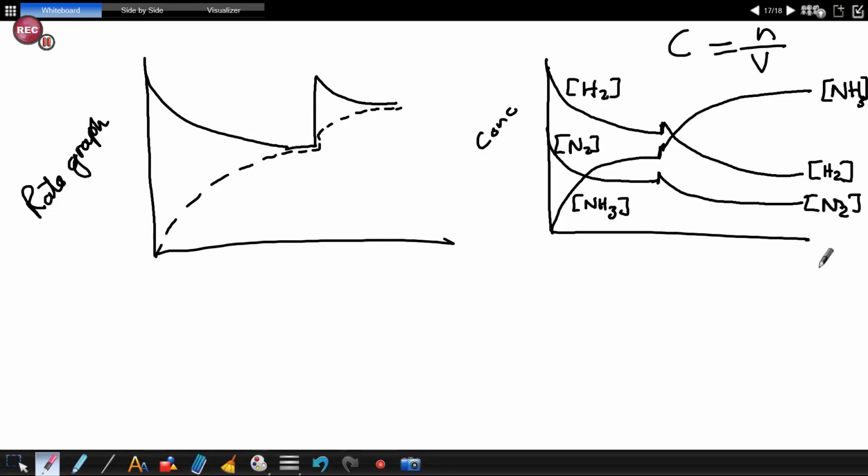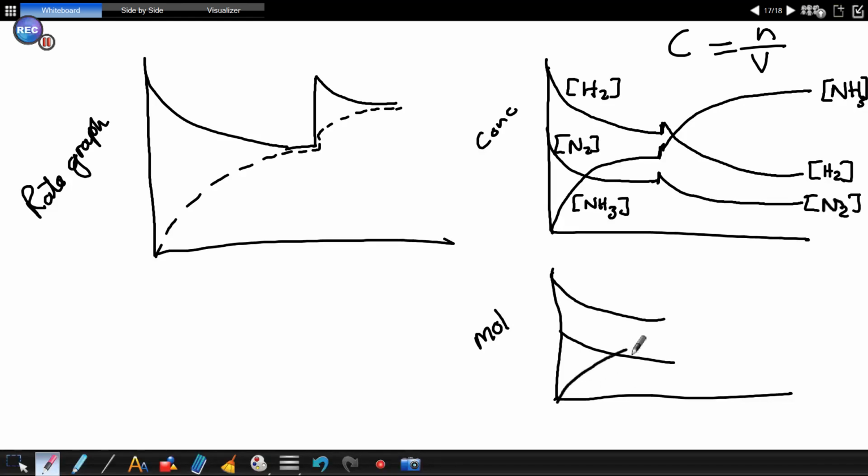A mole graph will not have the upward glitch. If you draw the mole graph, it won't have that upward glitch, because the moles don't change. I mean, they do. The moles change, but not the mole ratio. The moles won't increase, it will just go up and down, but they won't have this jump. That jump is not there.